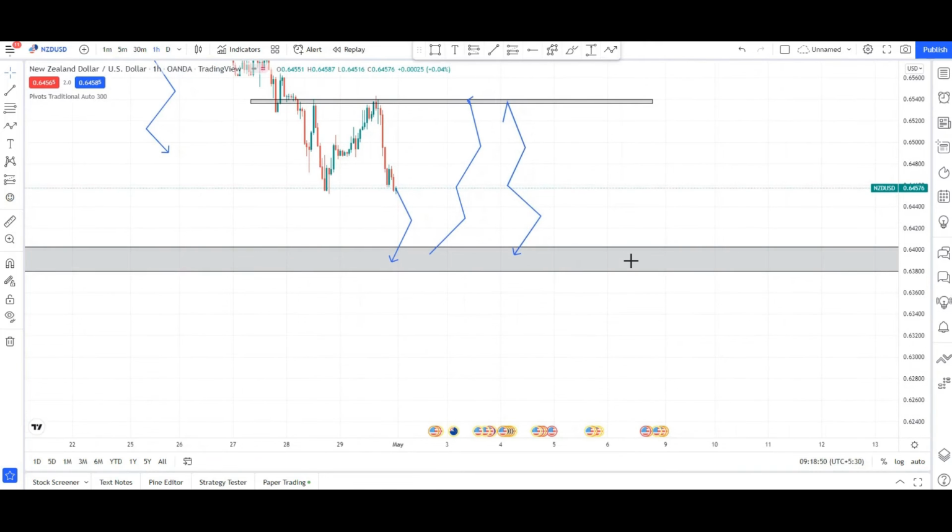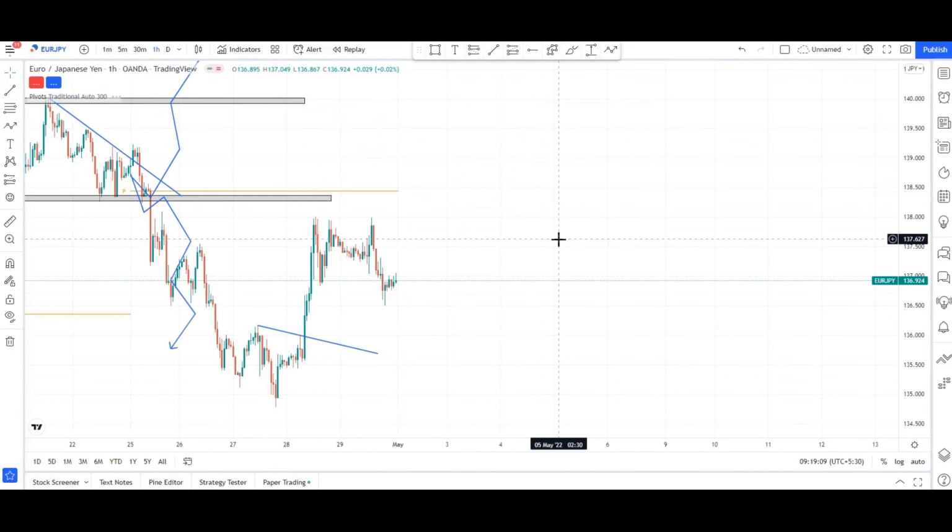In upside and downside both we have discussed. In downside, if it breaks this once again, then you can expect a bigger fall in NZD versus US dollar. Your first, second and third target too. Okay guys, we have discussed all this, so we can see the next forex pair, Euro versus Japanese Yen.